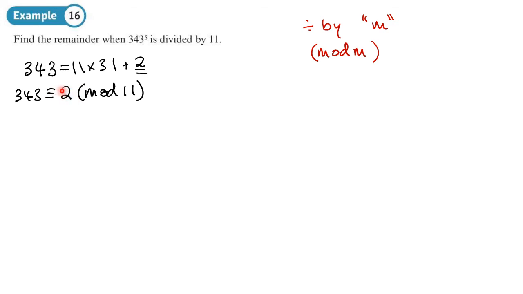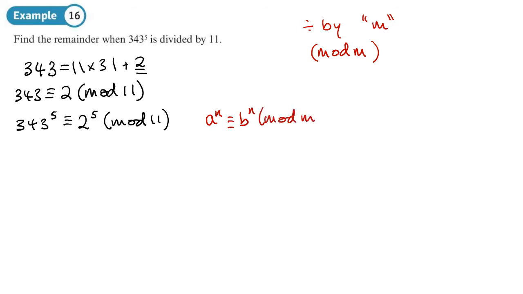I could add 11 to this or take away 11 from this to find other congruent values, but this is going to be the easy one. So what does that mean? 343 to the power 5 is congruent to 2 to the power 5 in mod 11. That's because we use that rule that says a to the power n is congruent to b to the power n under mod m.